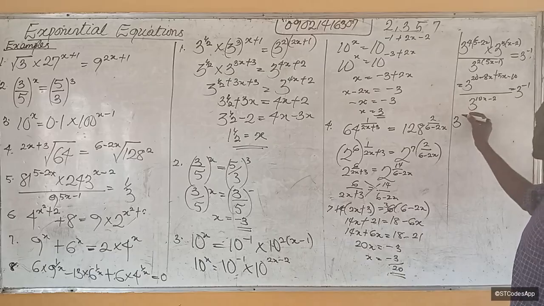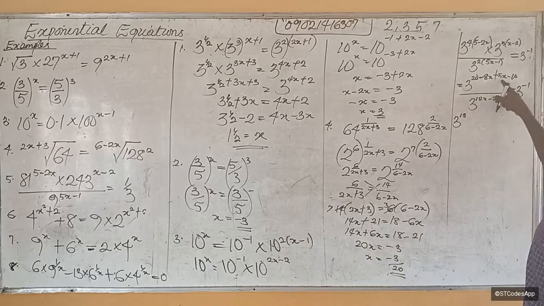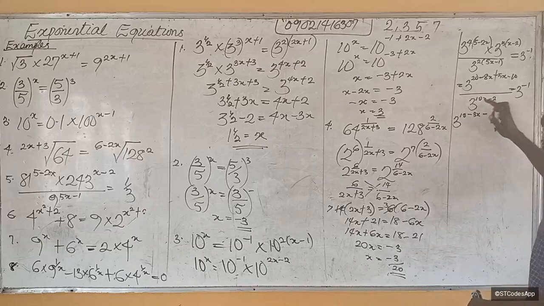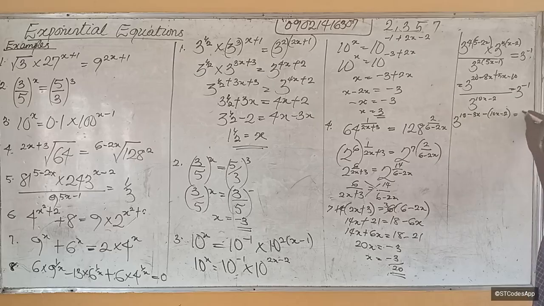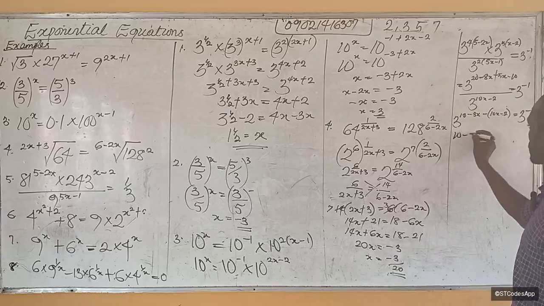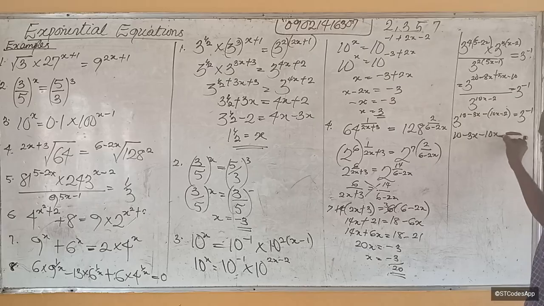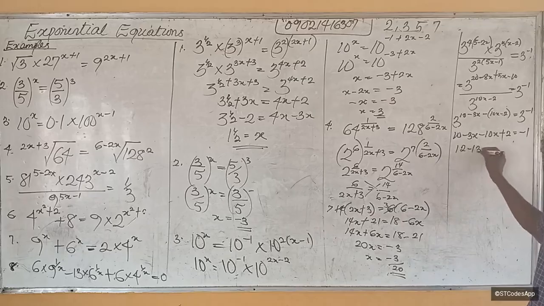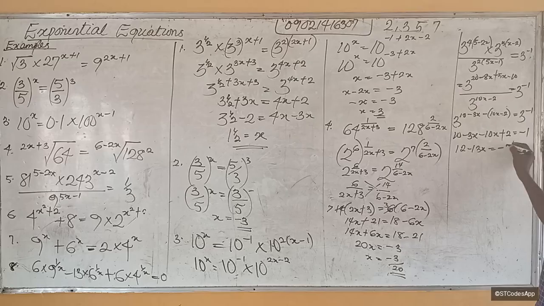20 minus 10 is 10, minus 8x plus 5x minus 3x, right? Then minus these ones. That will be 10x minus 2 is equal to 3 raised to the power minus 1. Is that clear? Bases are the same, powers must be the same. So I have 10 minus 3x minus 10x plus minus times minus plus 2 is equal to, powers must be the same, minus 1. So I have minus 13, 10 plus 2, 12 minus 13x is equal to minus 1.